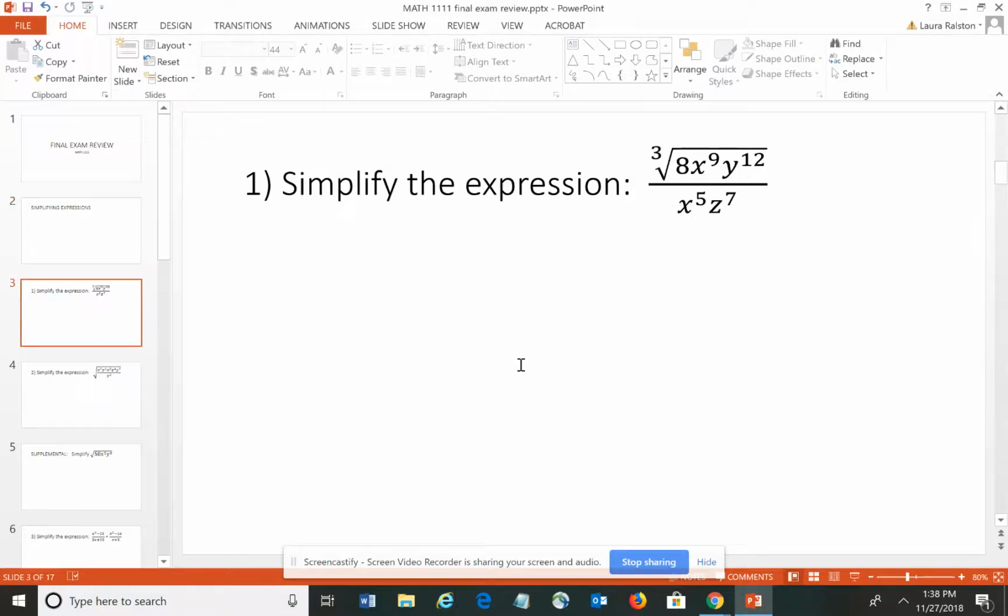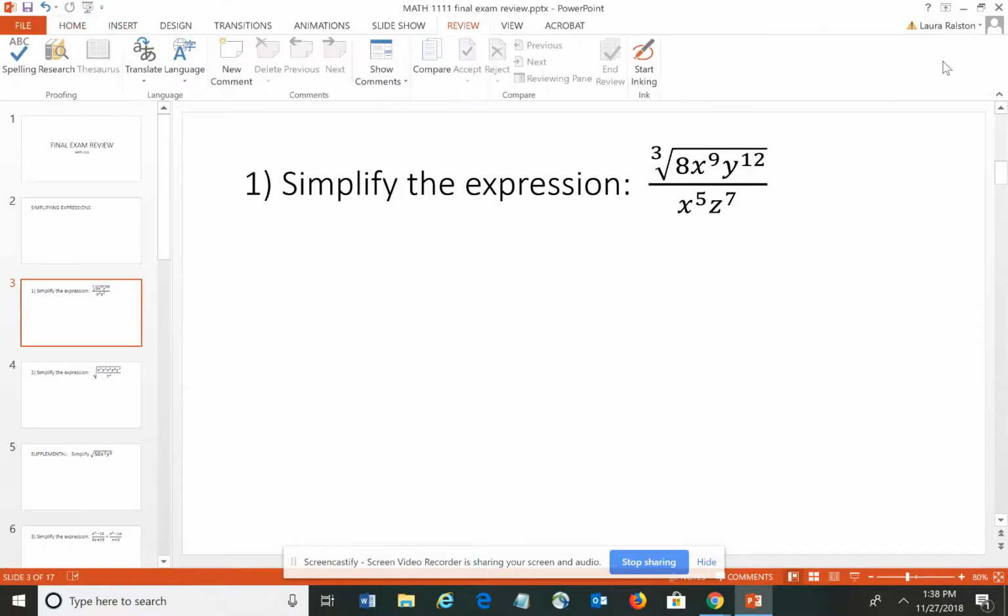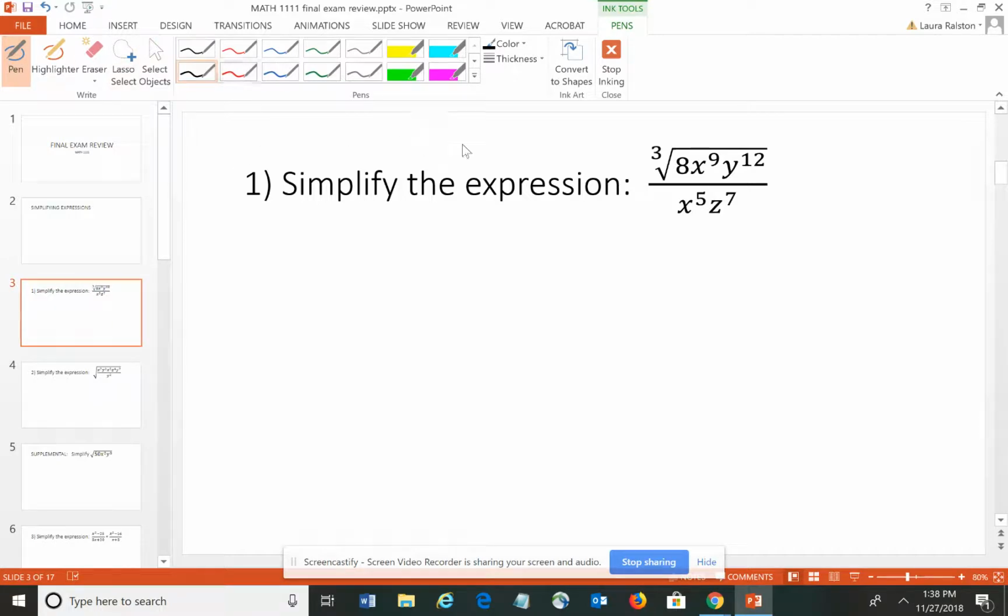final exam. So the first problem under simplifying expressions says, simplify the expression, the cube root of 8x to the 9th, y to the 12th, divided by x to the 5th, z to the 7th. And so the first thing that I want to do is deal with the radical. And so we need to think about, do we have pairs or a set of 3 of anything under the radical? So I have the cube root of 8, and 8 would be 2 times 2 times 2.